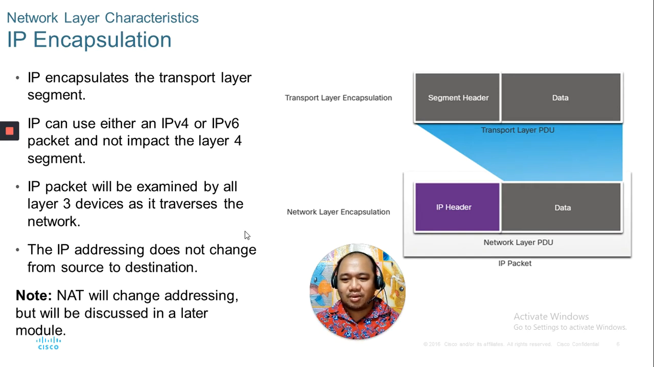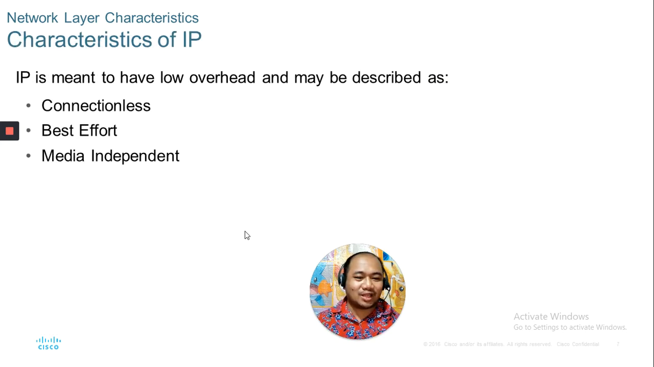The IP packet will be examined by all layer 3 devices that traverse the network. The IP address does not change from source to destination, unlike the frame, where we are changing the destination based on the next hop. Network address translation will change addressing, but that will be discussed later, because in network address translation we are changing the IP address based on a public address, or it will become a port address.